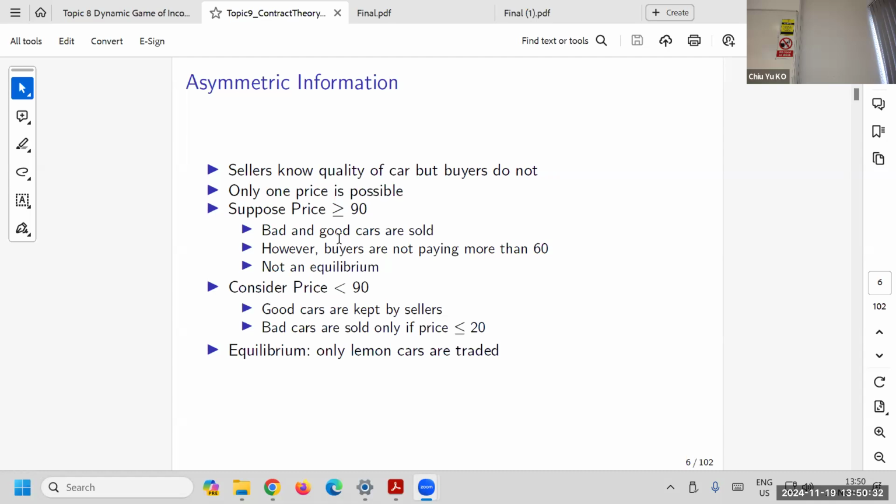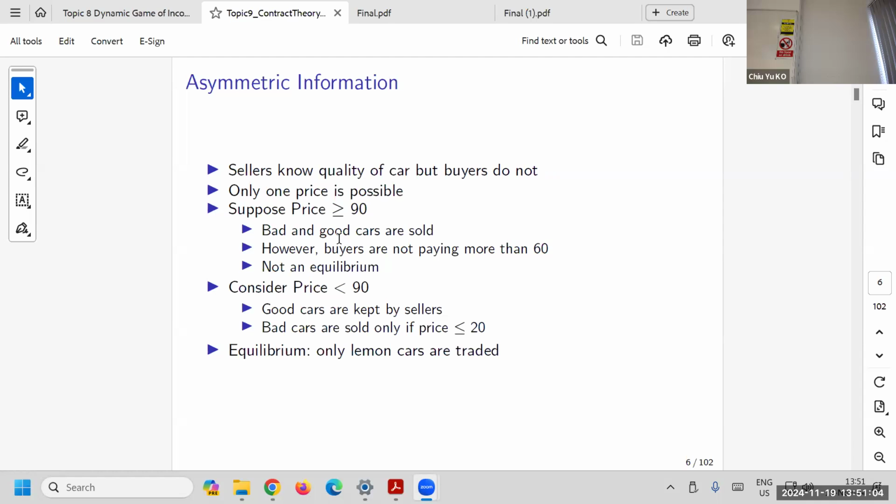And if the price is less than 90, that means you, as a person who has a good car, will not sell it, right? That is not possible. You will only keep it. So in that case, this is the only equilibrium: only sold at $20, and only bad cars there, right?